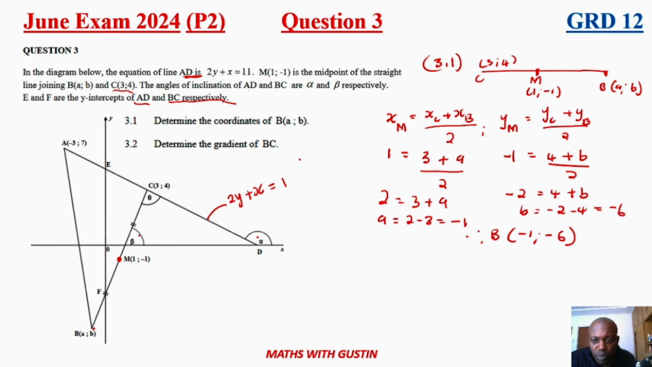All right. So moving right along, 3.2. 3.2 is saying determine the gradient of BC. So let's come here and have a look. BC is here. We just determined the coordinates of B. So basically, the best thing to do here is to use the coordinates of C and M to find the gradient of this line here. So this is what we would do.